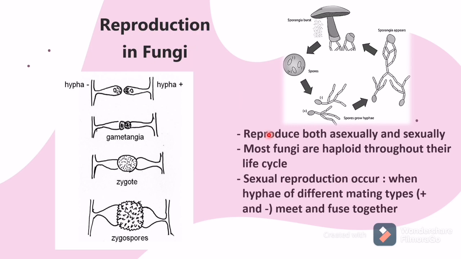Reproduction in fungi. Fungi reproduce both asexually and sexually. Most fungi are haploid throughout their life cycle. Sexual reproduction occurs when hyphae of different mating types, positive and negative, meet and fuse together.